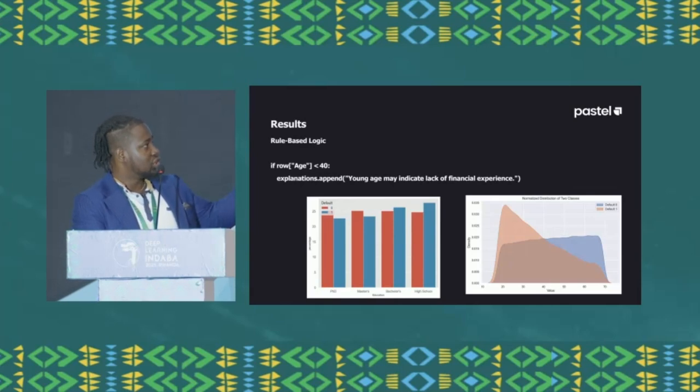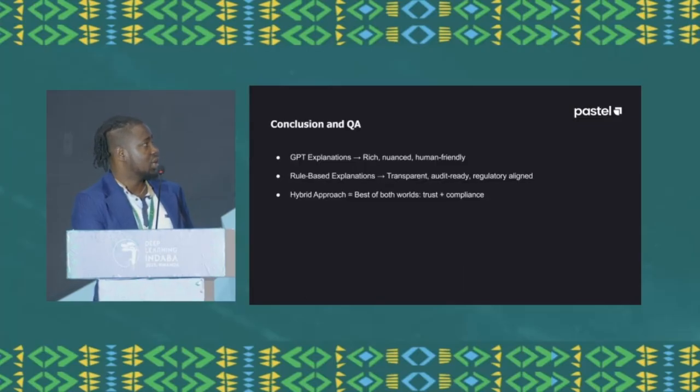So you can say, if the age is less than 40, for example, you can append an explanation that young age could indicate lack of financial experience. That gives you exact logic, and it's going to be accurate. In fact, in your explanation, you could also put the exact boundary you have. The beauty of this is that it could be a good best practice in the industry eventually, especially when you need compliant explanations for an industry like finance. This could be a very good way to ensure your explanations are compliant, using a very simple trick. And that would be my conclusion of this talk.